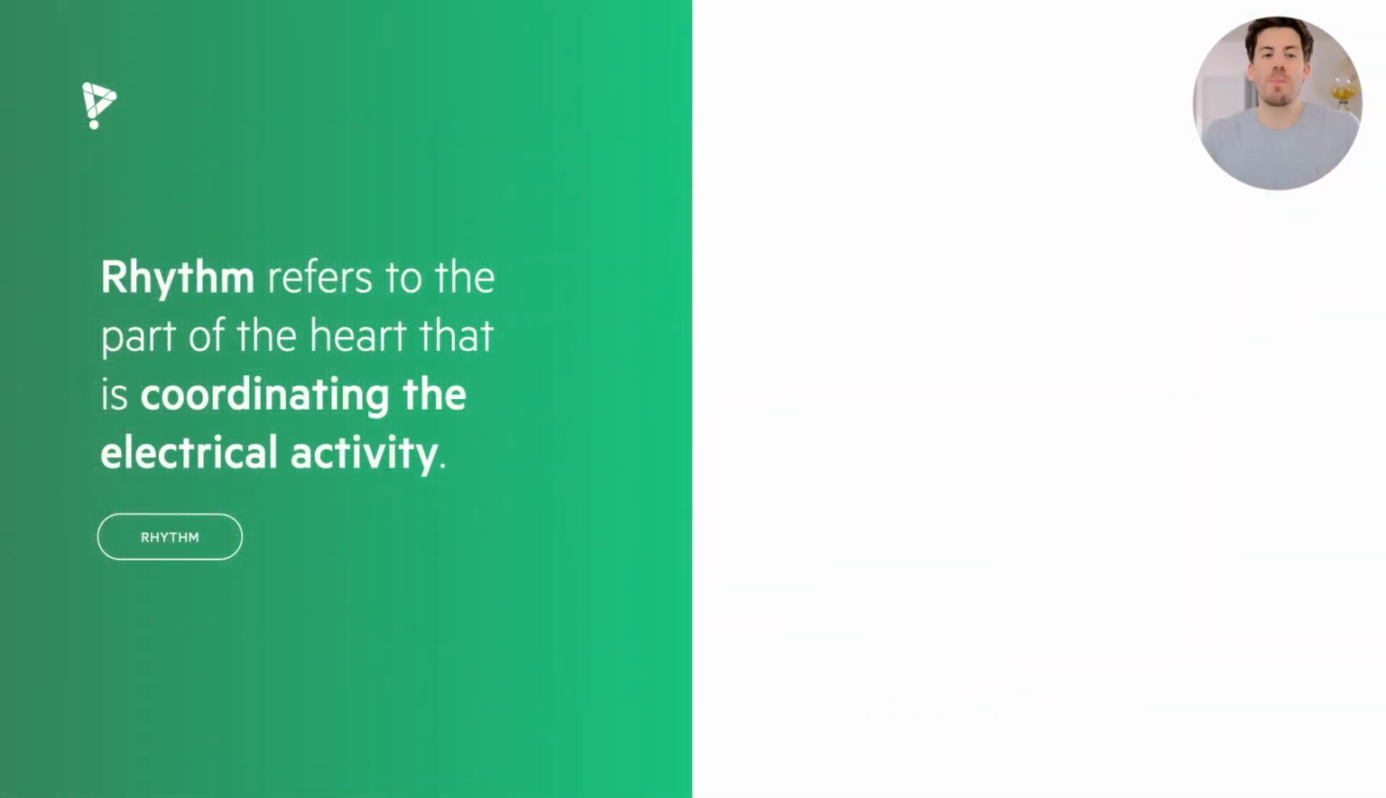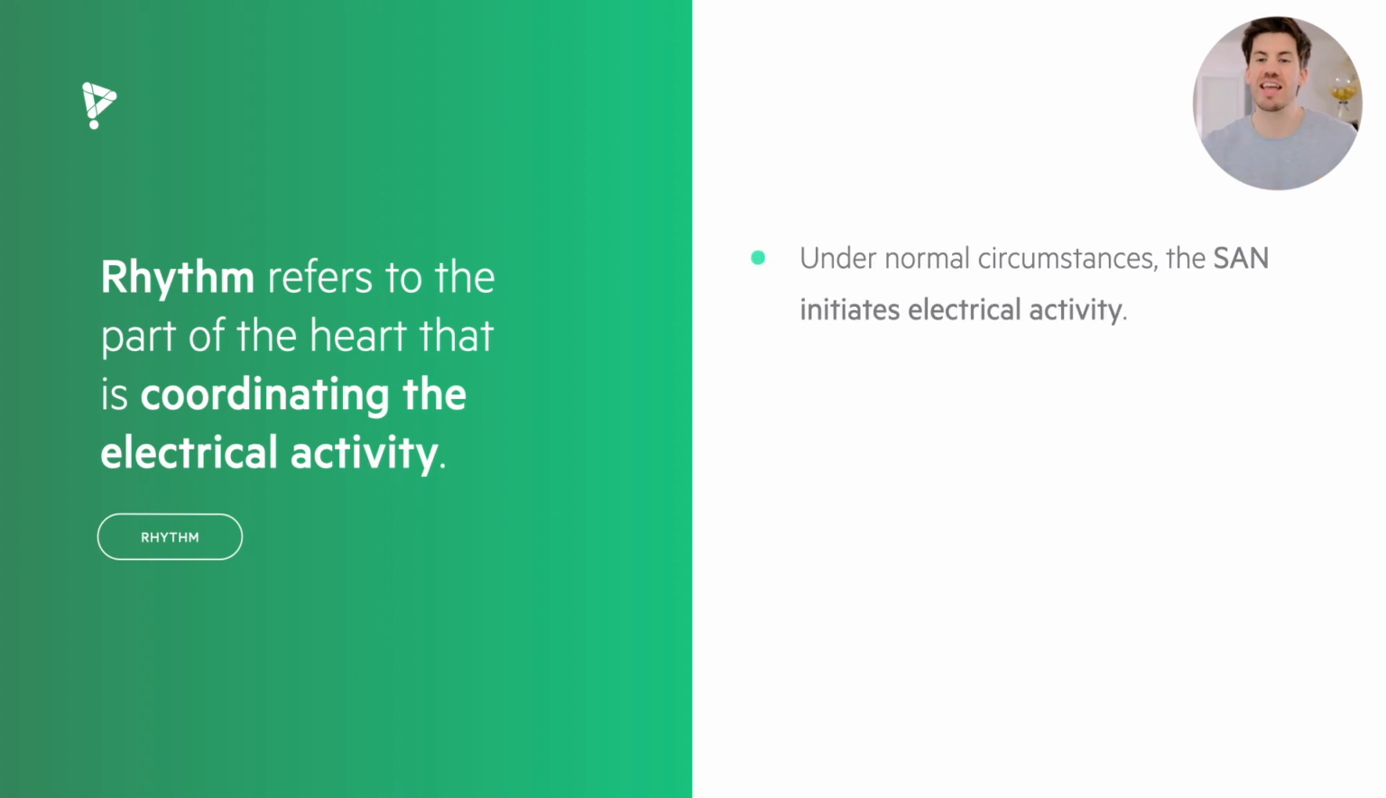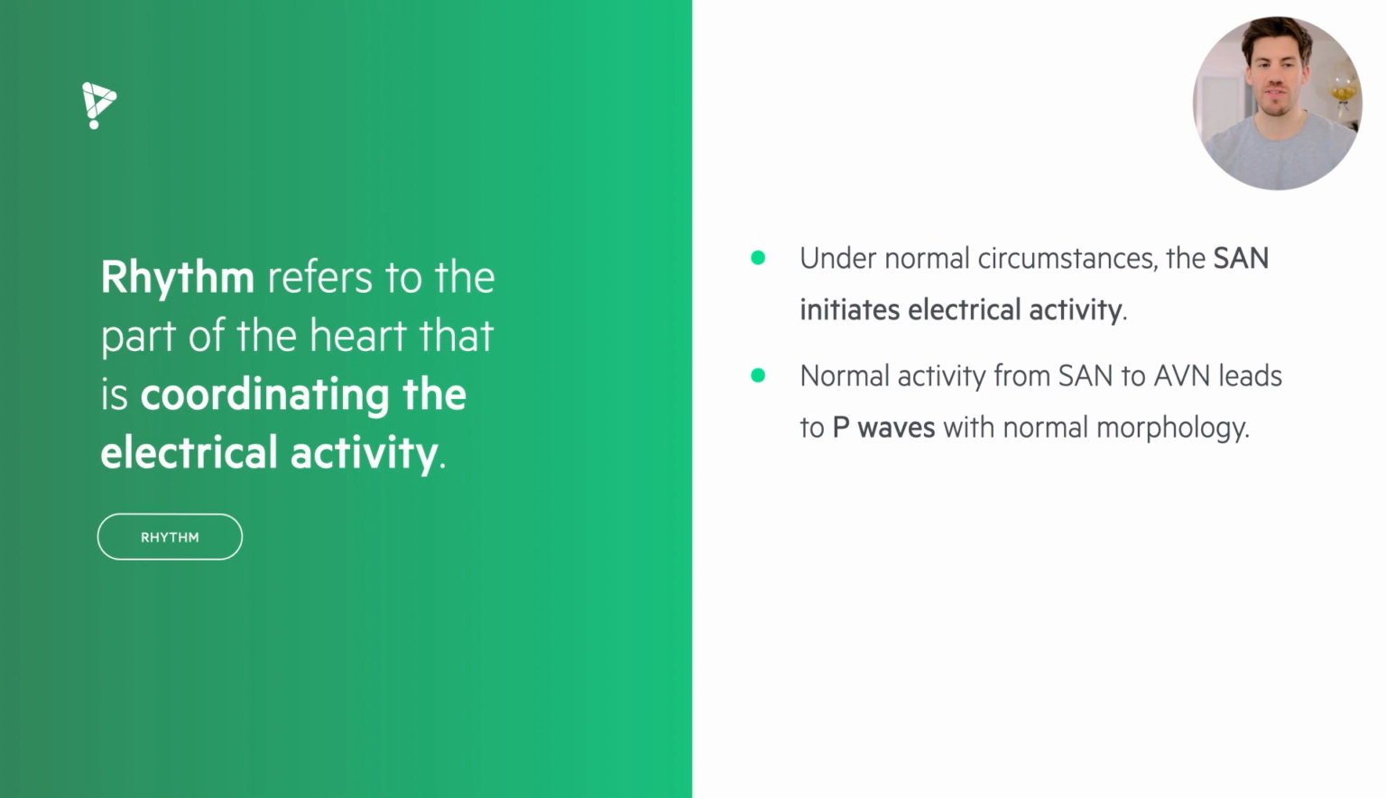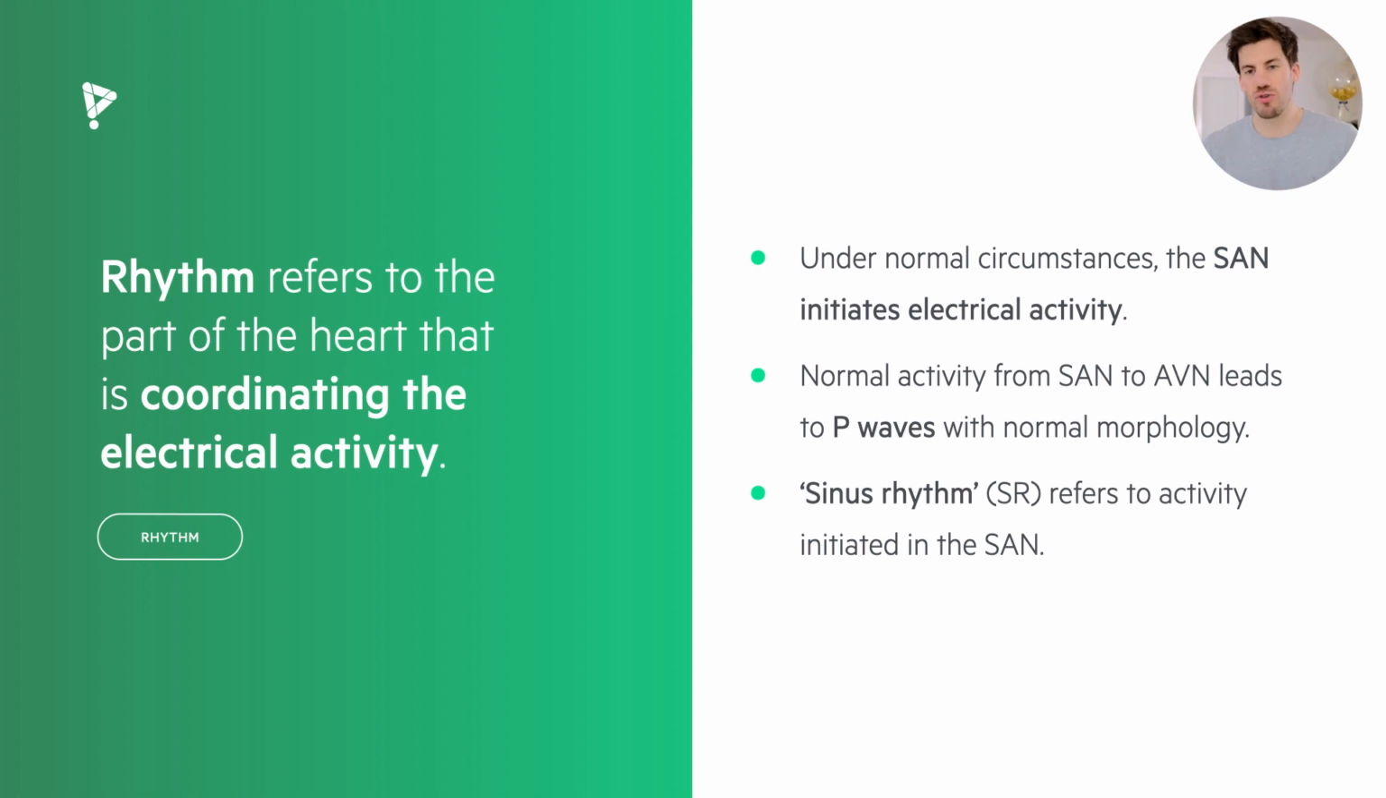So rhythm refers to the part of the heart that's coordinating electrical activity. When we think about rhythm, we're saying where in the heart is electrical activity initiating and being coordinated from? Under normal circumstances, the sinoatrial node, or the SAN, initiates electrical activity. So normal activity from the SAN to the AVN leads to P waves with normal morphology. Sinus rhythm is generally referring to the activity being initiated in the sinoatrial node. Then we need to make sure that there's normal conduction to the ventricles. And if we have normal conduction initiated from the SAN and normal conduction to the ventricles, you're essentially getting sinus rhythm.